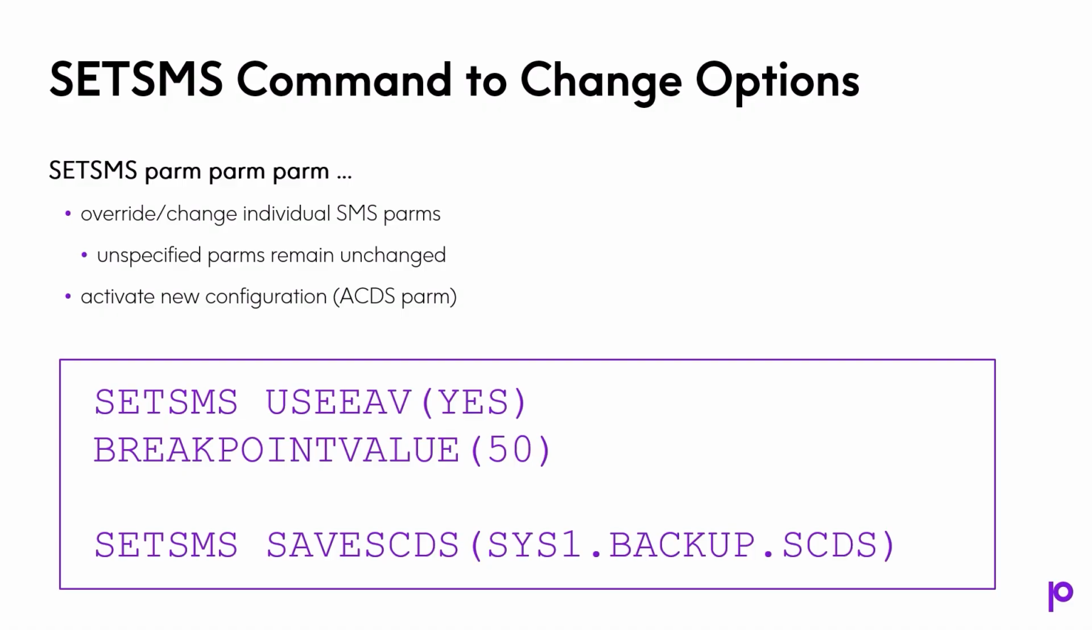I might also specify a breakpoint value. In this case, the data set has to be at least 50 cylinders in size before the allocation will prefer the cylinder managed space for a data set that's going to use EAVs. Or I might want to change the value for where I keep my backup copy of the source control data set. I can say SET SMS SAVESCDS, and I can specify any number of these options on the command, and those options will be in place until the next SET command or until the next IPL. So they don't change anything in SYS1.PARMLIB itself. They're used to override the values that we got from SYS1.PARMLIB when we initially started SMS.